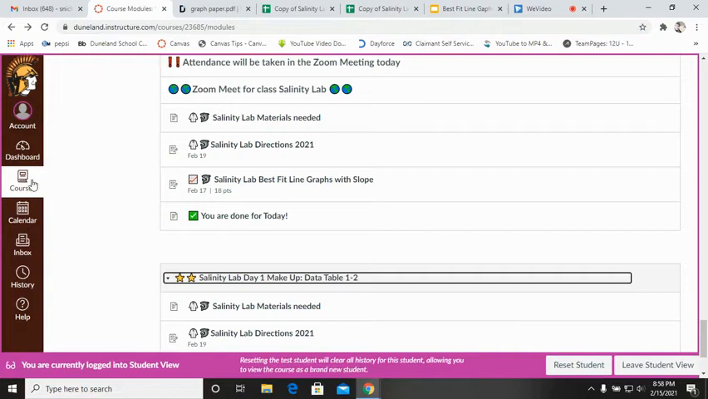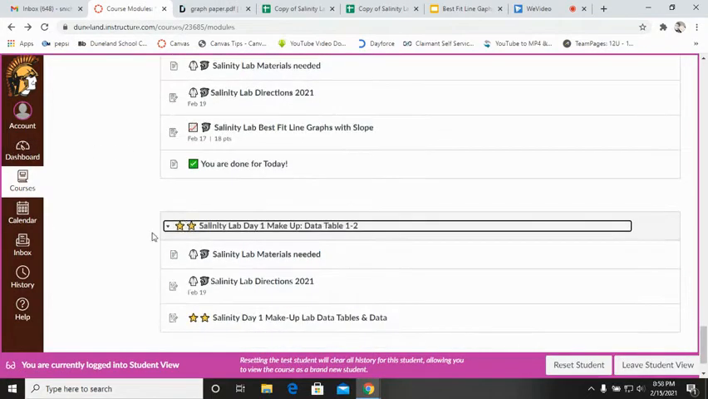Today we're going to do your two best fit line graphs for data table 1 and data table 2. But before you can do that, you have to have data table 1 and data table 2 complete, which if you were not here on Thursday or Friday, I sent an announcement in Canvas to please complete the makeup module, which is here. For those of you that missed, you must do this before you do the graphing.